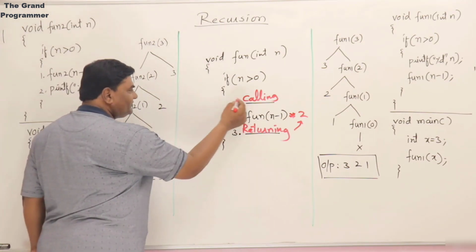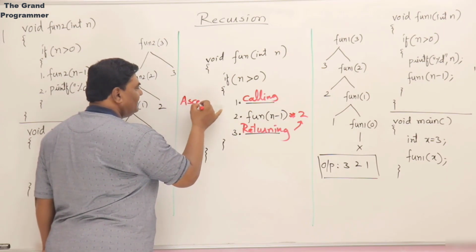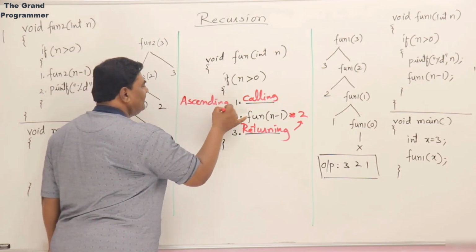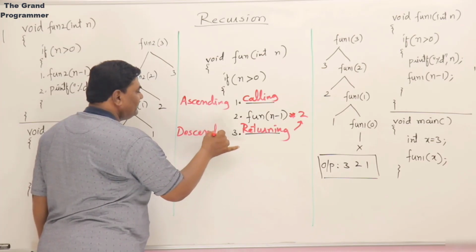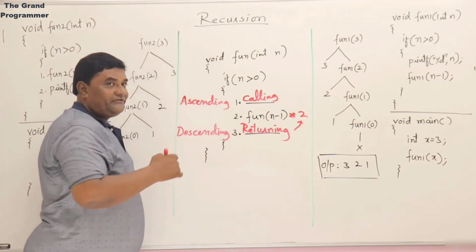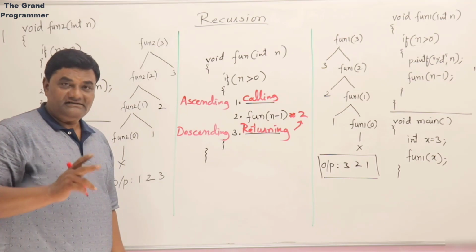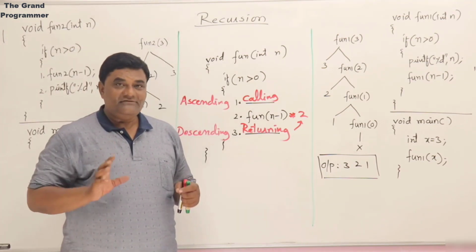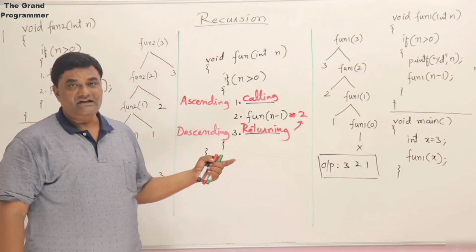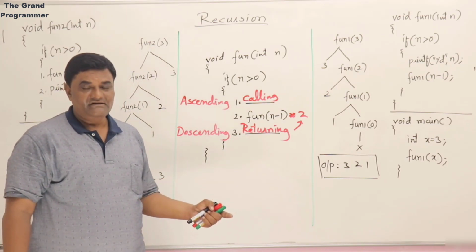So we can call this portion as ascending and this we can call it as descending. So recursive functions have two phases, that are ascending and descending. The main important thing that we have learned now is that a recursion will have two phases.